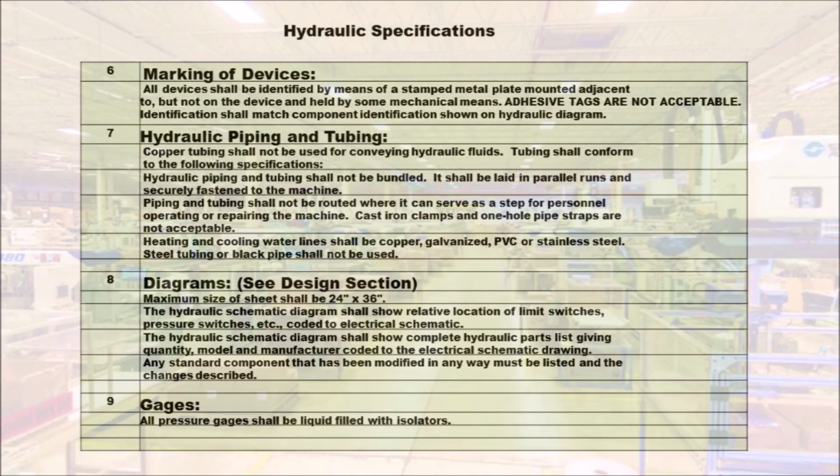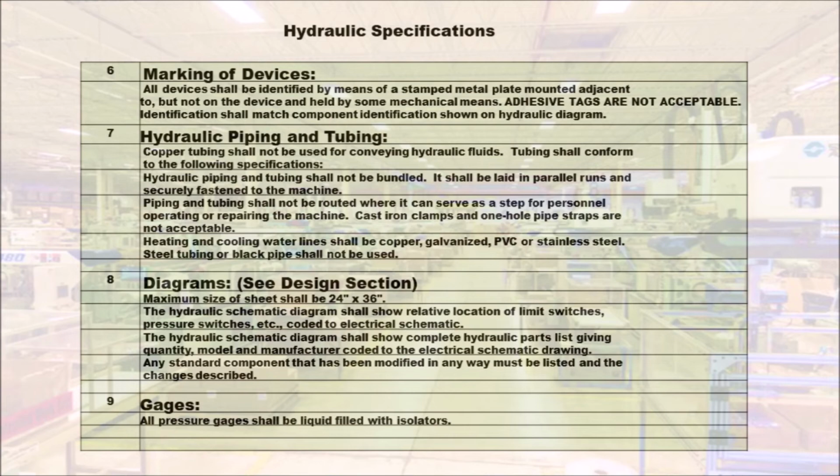Marking of devices. All devices shall be identified by means of a stamped metal plate mounted adjacent to, but not on, the device and held by some mechanical means. Adhesive tags are not acceptable. Identification shall match component identification shown on the hydraulic diagram.